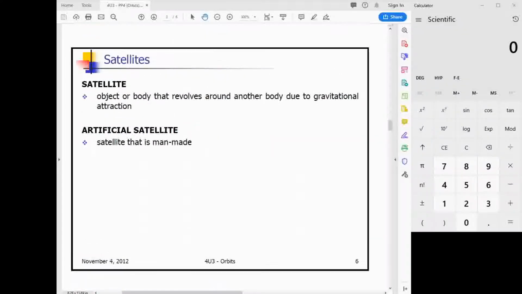So I'd like you to copy down as definitions the definition of a satellite and an artificial satellite.